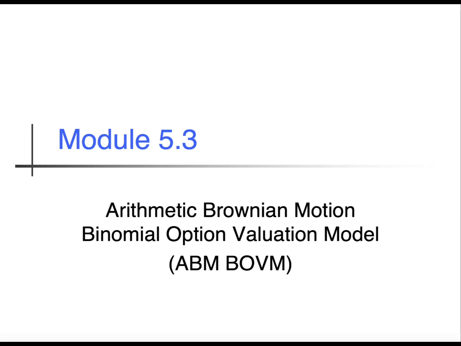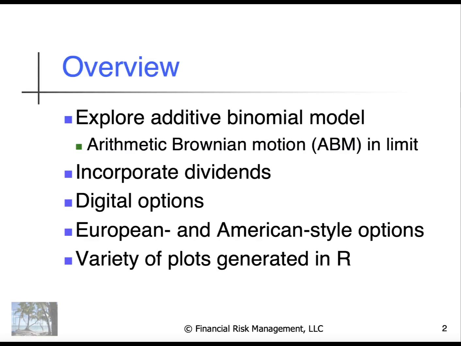We now turn to the arithmetic Brownian motion version of the binomial option valuation model. This is going to follow very closely the way we presented module 5.2, the geometric Brownian motion binomial option valuation model. And so it turns out the arithmetic Brownian motion framework with the binomial results in a terminal normal distribution.